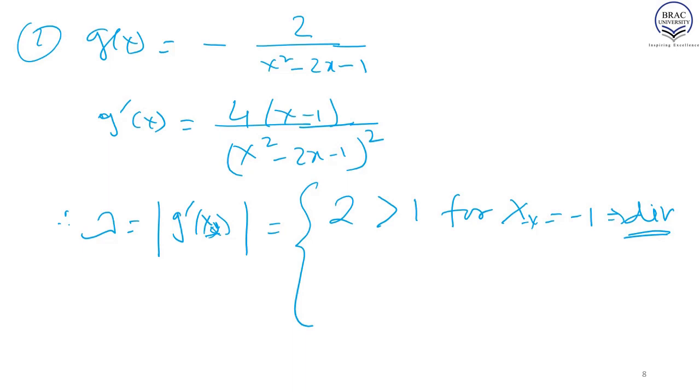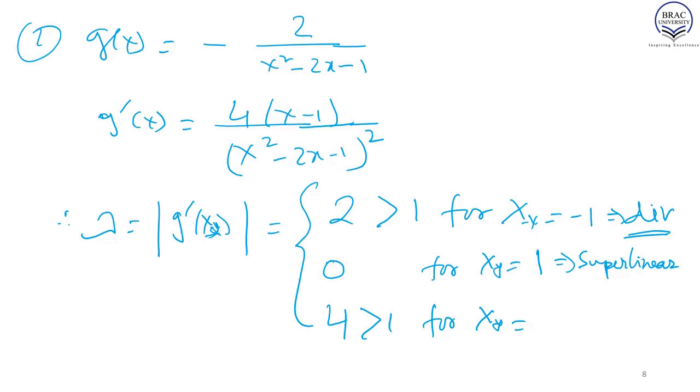If you put x star equal to plus 1, then we get lambda equal to 0 for x star equal to 1. That means it is superlinear. And then finally, when you put x star equal to 2, we get 4, which is greater than 1, so it is diverging. So the first choice, we didn't have any solution. Second choice, we have only one solution out of the three possible computations.